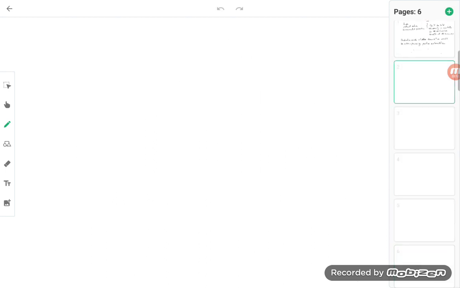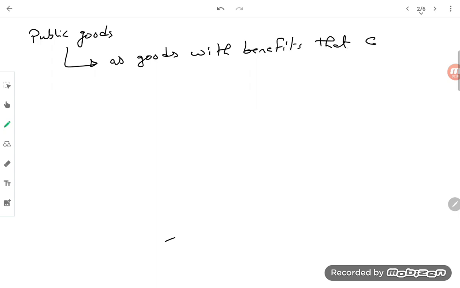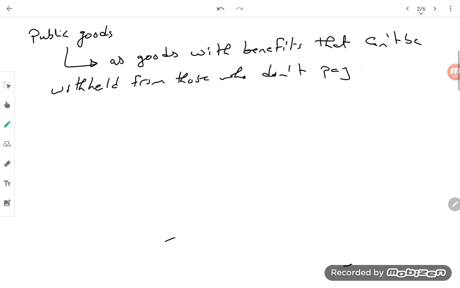So we can define public goods as goods with benefits that can't be withheld from those who don't pay and are shared by large groups of consumers.